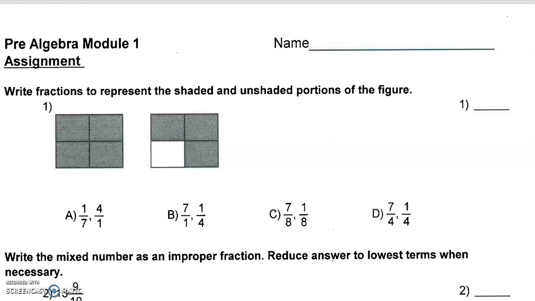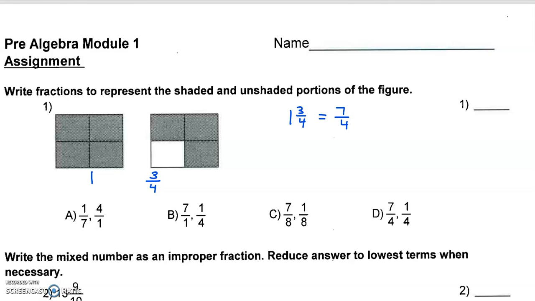shaded and unshaded portions. One way you can look at this to help yourself from choosing the wrong answer is to see it as 1 whole and 3/4 in the second figure. 1 3/4. We know that 1 3/4 can be changed to an improper fraction by the C method. So 4 times 1 is 4 plus 3 equals 7/4.